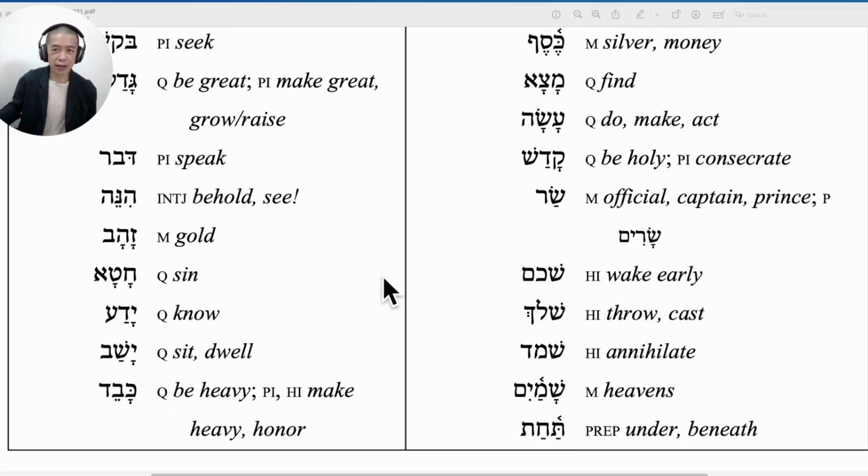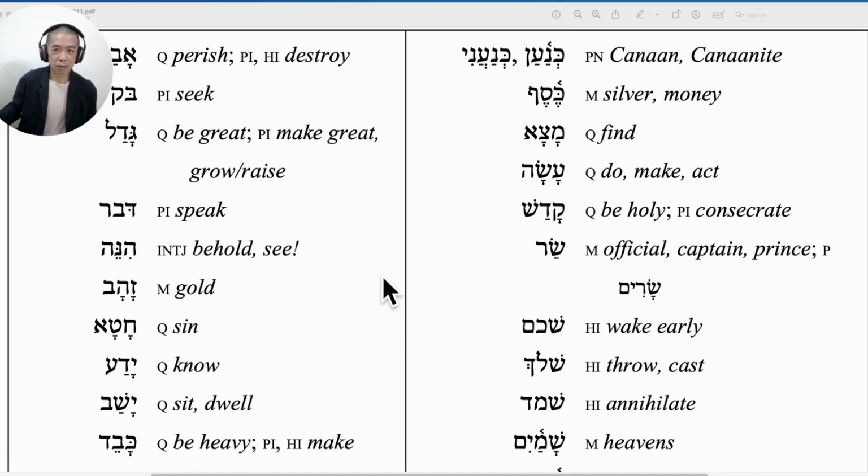Moving to the right side, the first word on the top of the right-hand side list is Canaan or Canaanite. For Canaan, it's Kena'an. For Canaanite, it's Kena'ani. The next word means silver or money. It is pronounced in Hebrew as kesef. The next word means fine. It's pronounced in Hebrew as mazah.